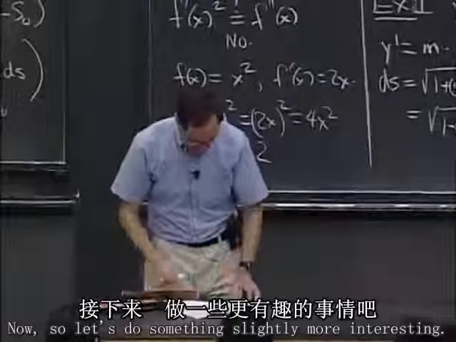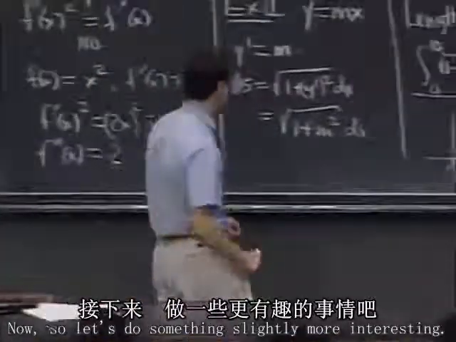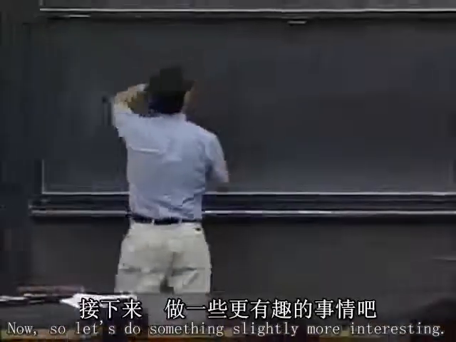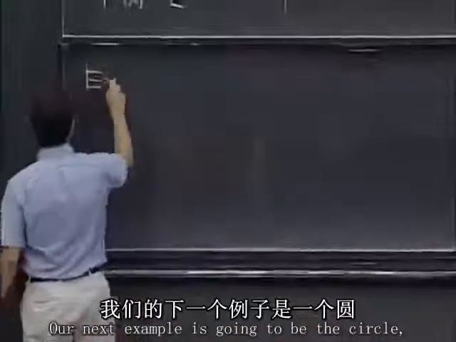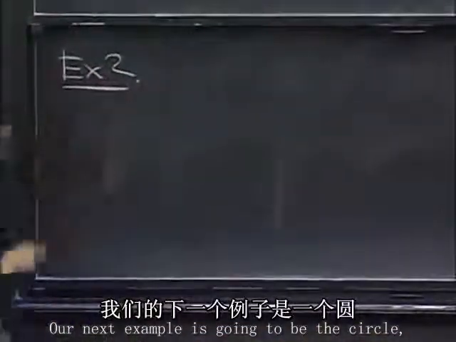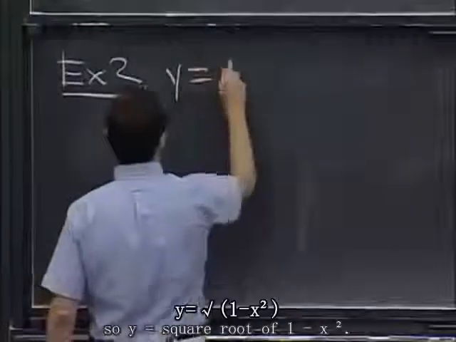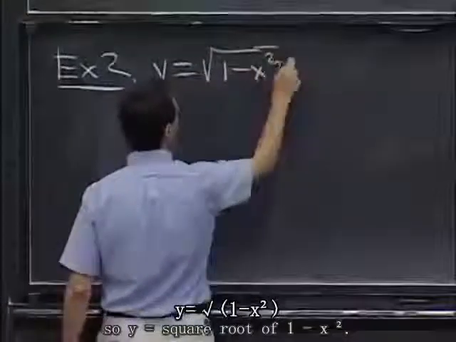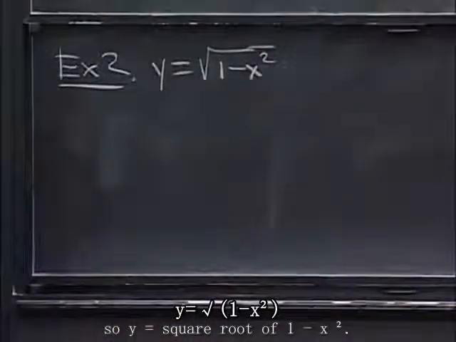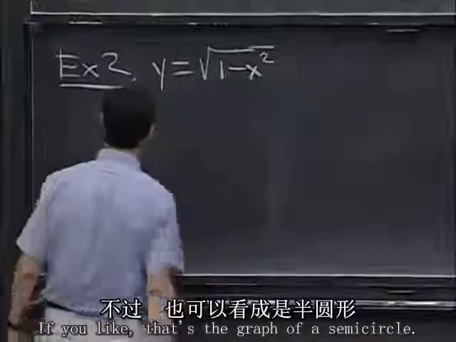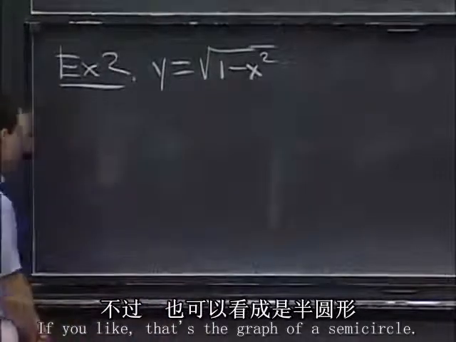Now, so let's do something slightly more interesting. So our next example is going to be the circle. So y equals square root of 1 minus x squared. Right, that's, if you like, the graph of a semicircle.